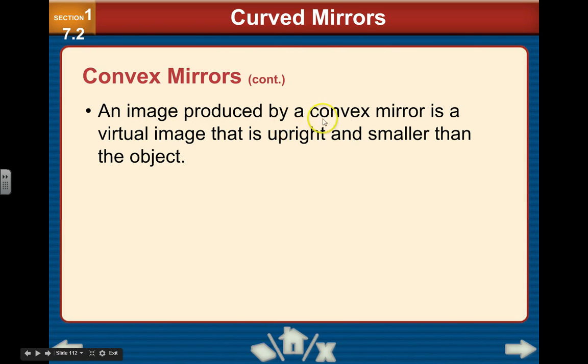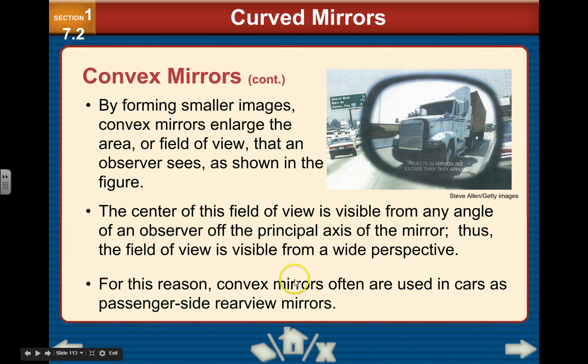So we have an image produced, and it is going to be a virtual image. Remember, there's no real image produced because real images are on the same side of the mirror as you, and virtual images are on the other side of the mirror. It's going to be right side up, and it's going to be smaller, always, always, always.